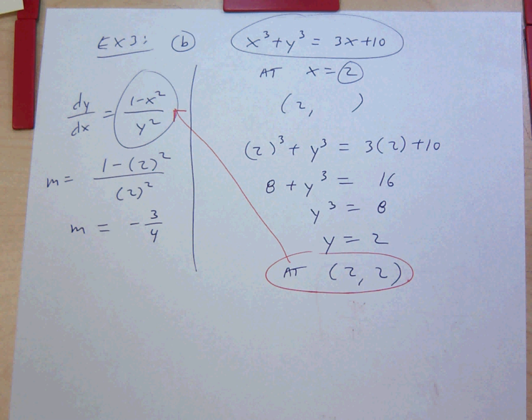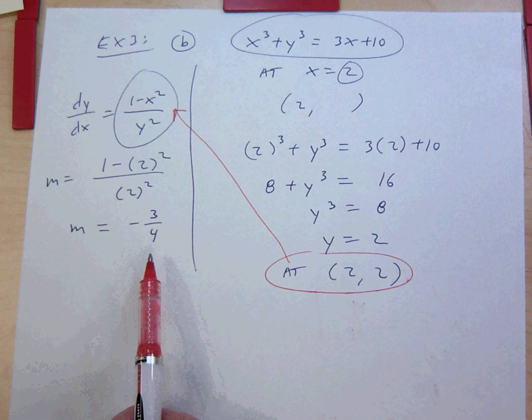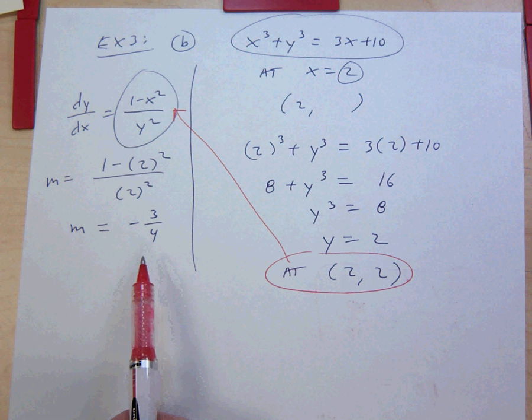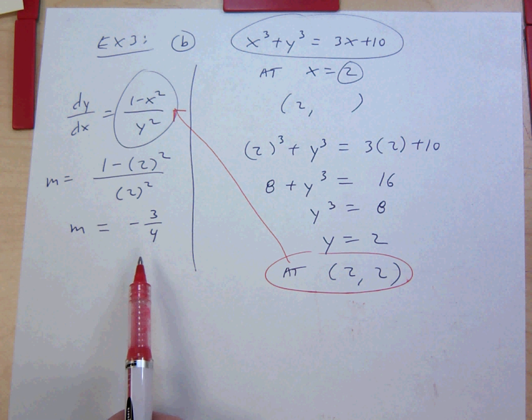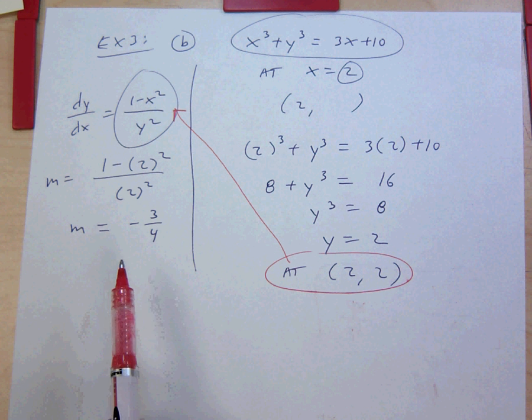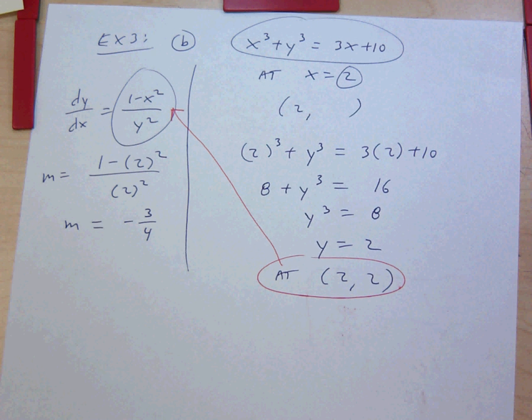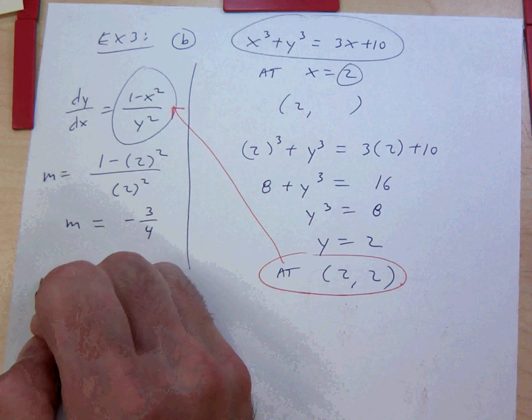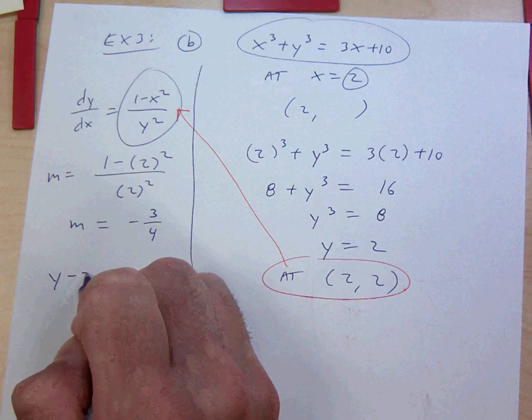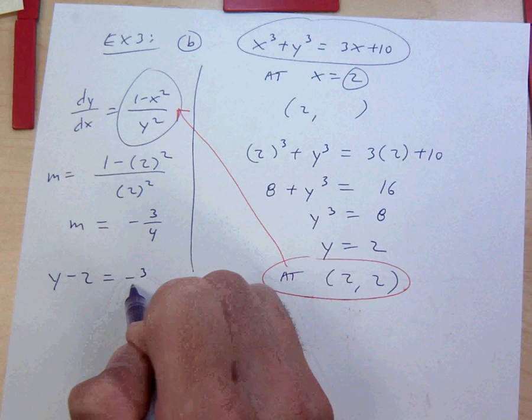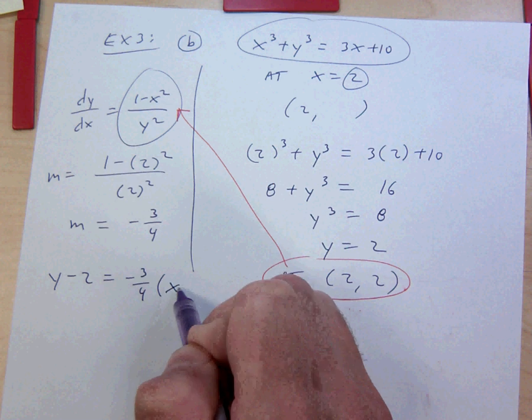And by the way, when I checked homework a couple days ago, a lot of you on these types of questions didn't finish. I'm asking you for the equation of the tangent line, and some of you just stopped there. Is that the equation of the tangent line? No, that's just the slope of the tangent line. So how do I finish and get the equation of the tangent line? Put in point slope form. So it would be y minus what? 2 equals negative 3/4 times x minus 2.